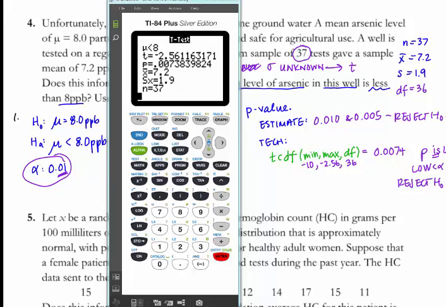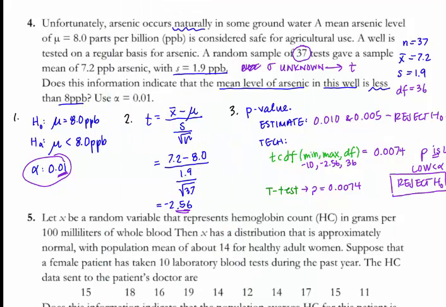So remember, that was by running the t-test with the given information, and that gave a p-value of 0.0074. So no matter how you slice it, the conclusion is to reject the null hypothesis. We can say that there is sufficient information from the sample to support the claim in the alternative hypothesis that the mean level of arsenic in this well is less than 8 parts per billion.